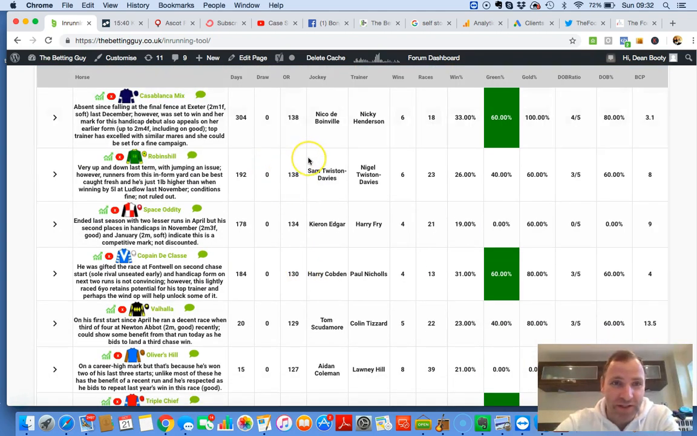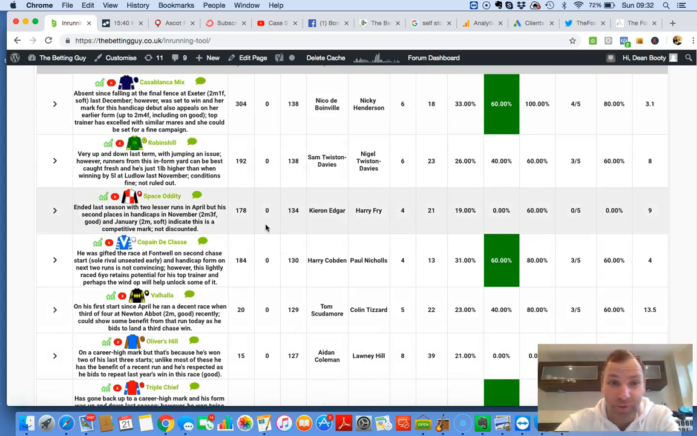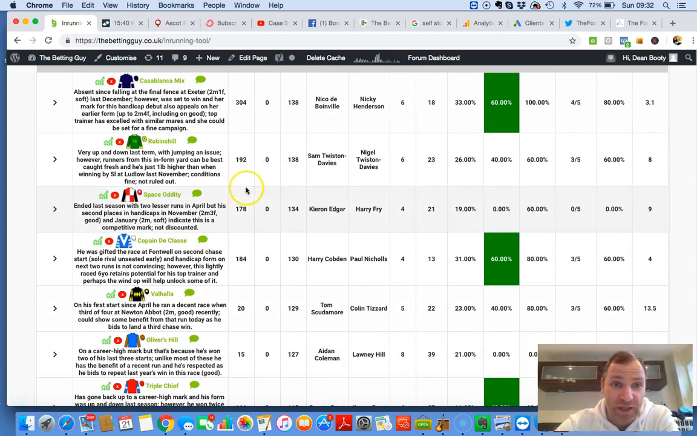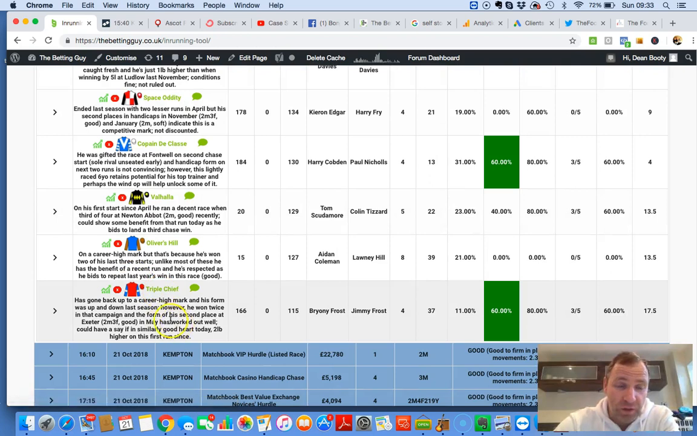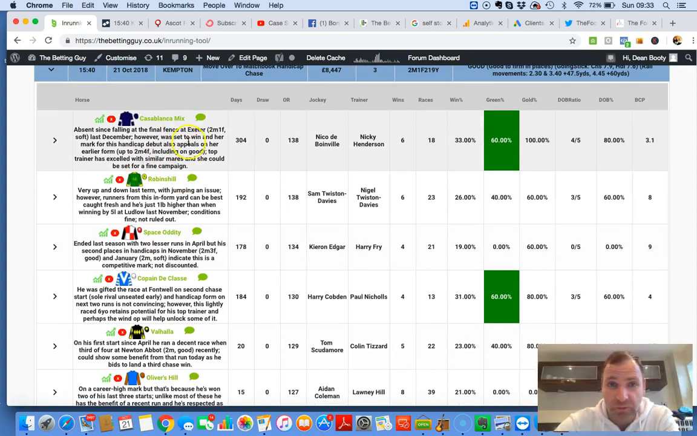Right, so as we can see, it's fantastic, because what we can do here is simply see every single horse in the race. We can also see very easily and quickly the Spotlight verdict. This is the Spotlight about the horse that's in the Racing Post. We can see the days since it last ran, the official rating, the jockey, the trainer, the wins, the races, the win percentage, the green and the gold depending on what's in your settings, Dob ratio, Dob percentage, Betfair current price.